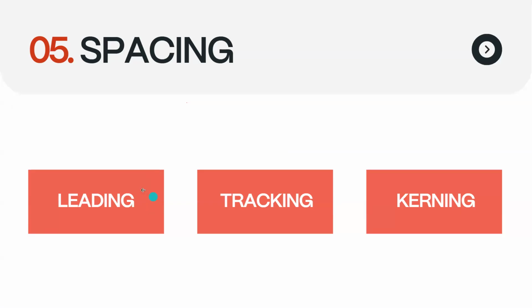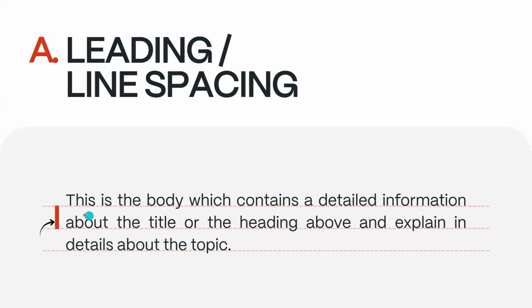The fifth one is spacing. There are three types of spacing: leading, tracking, and kerning. I will show you. The space between these two lines is called leading or line spacing. You can use it in Canva also. You can increase or decrease it to create space between lines.